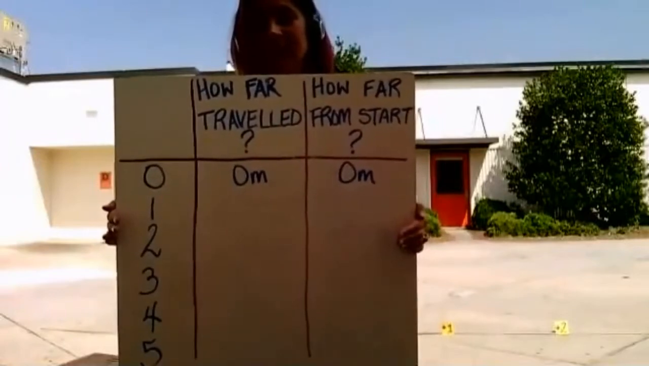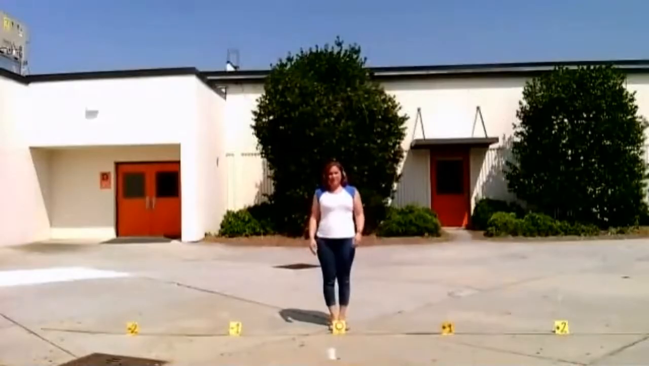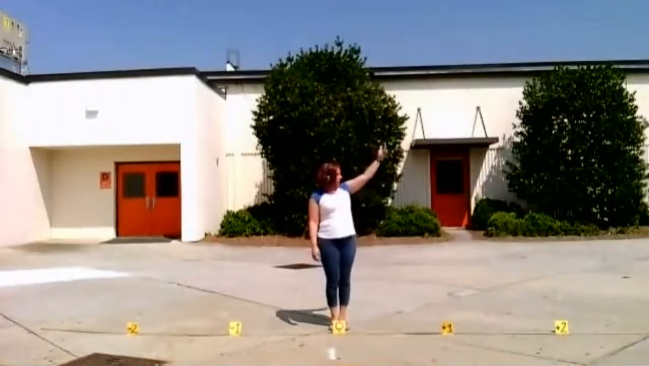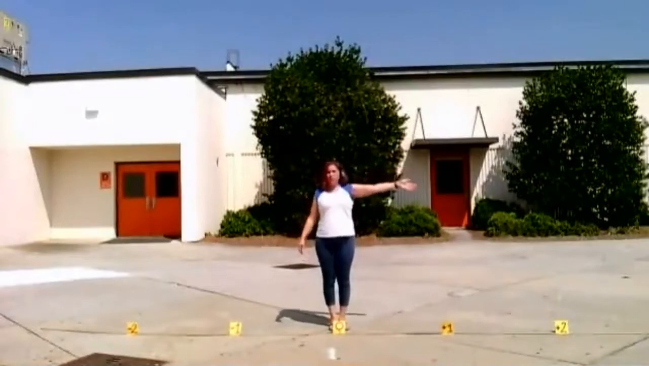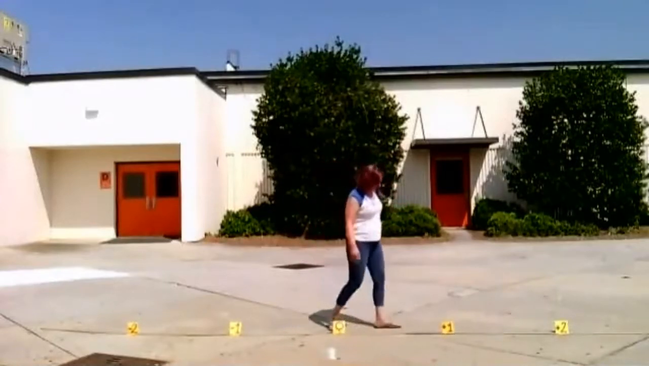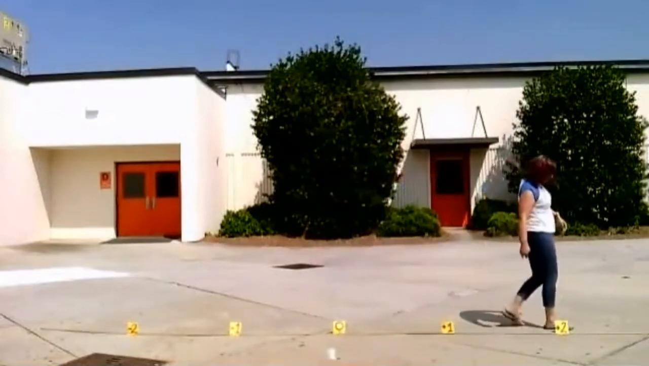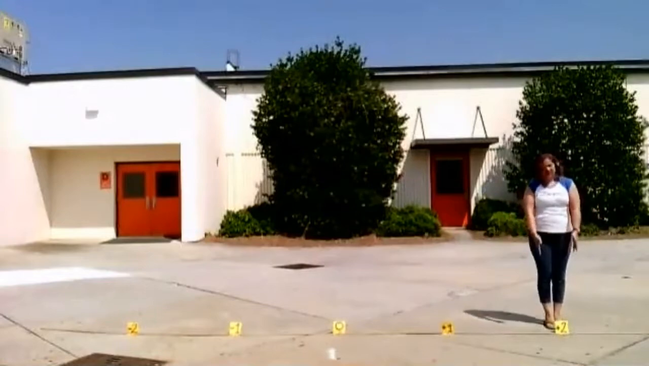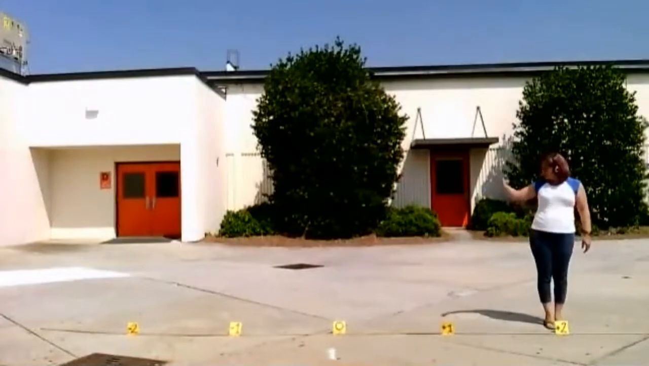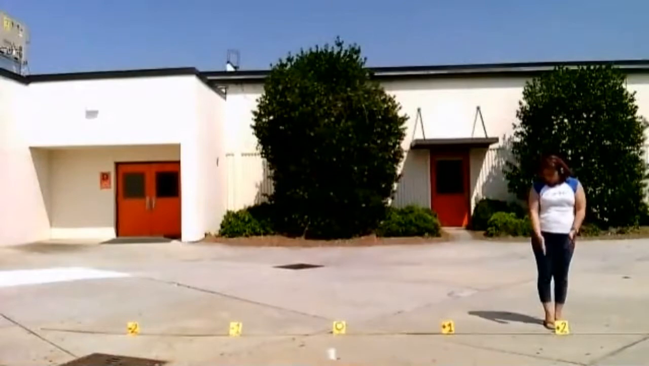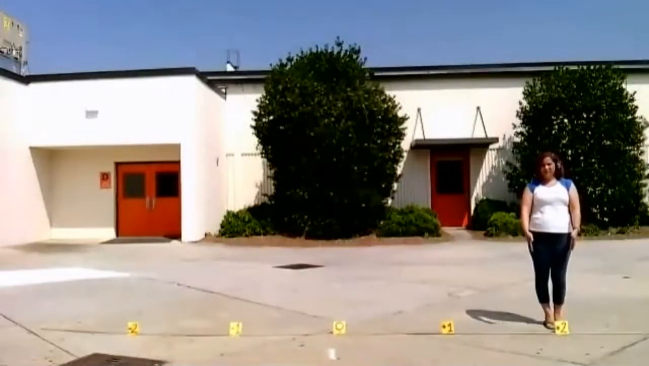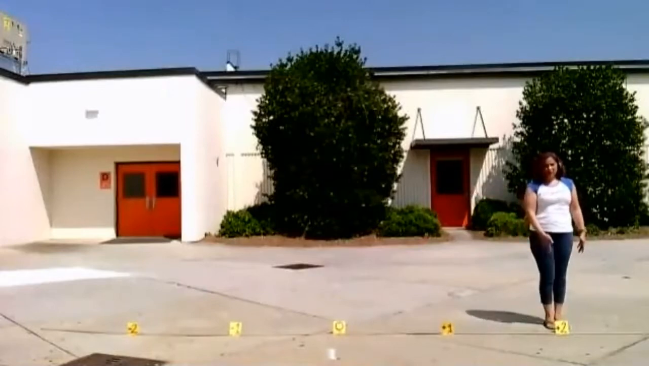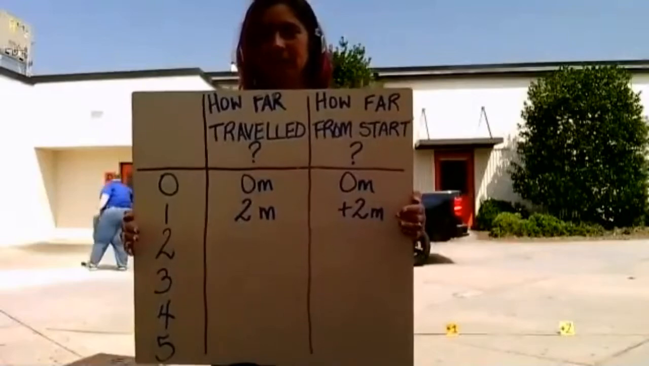So let's get started. For my first data set, I am going to go to the right. I'm going to go 2 meters to the right. On my number line system, I am at +2. How far am I from my starting position? I am 2 meters to the right. How far have my feet moved? My feet have moved a total of 2 meters. Let's put that in our data table.